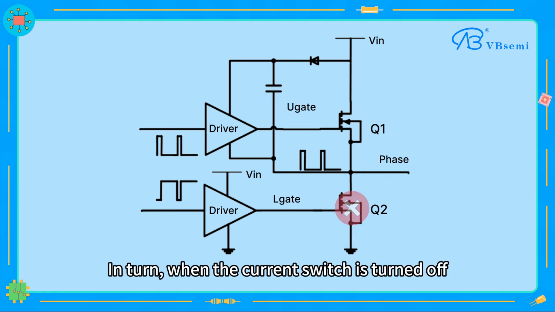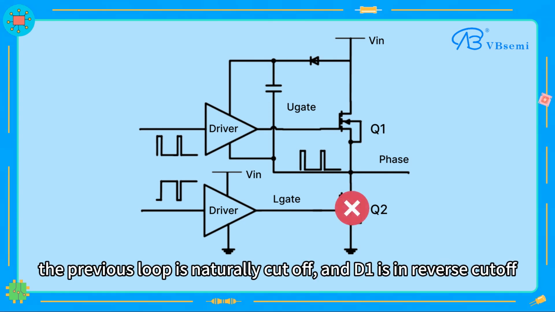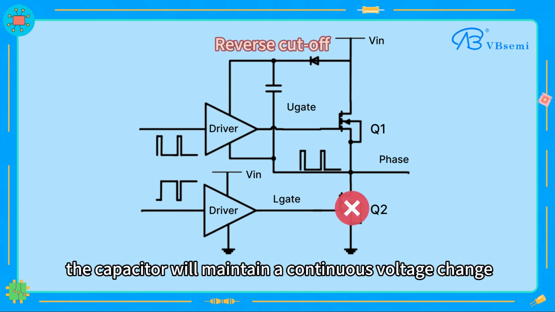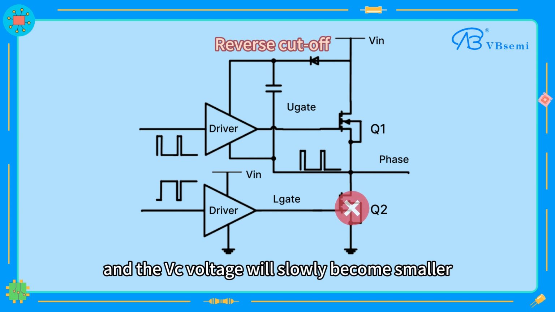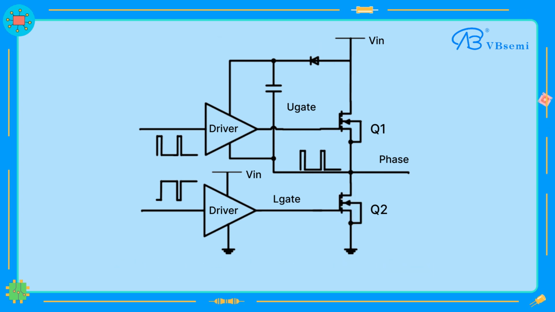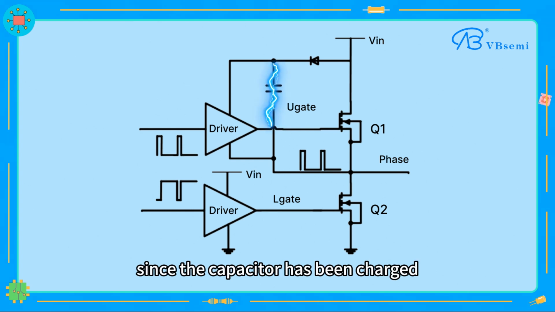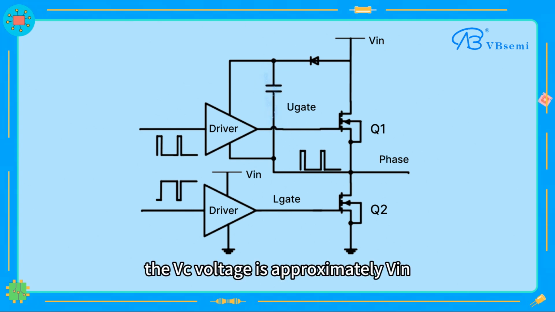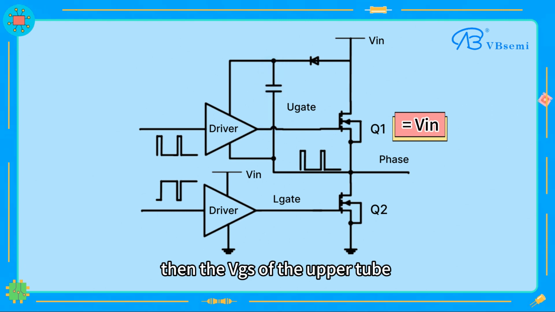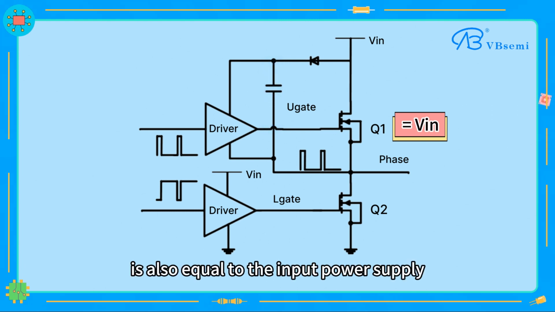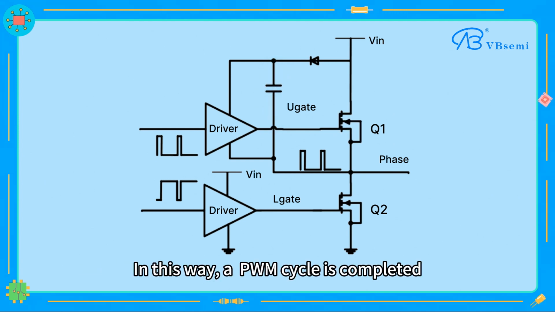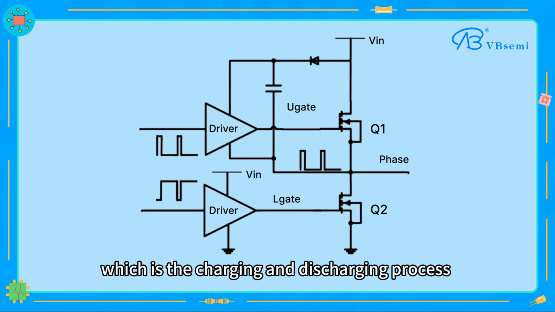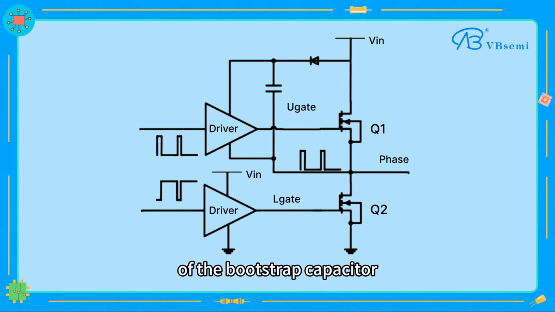In turn, when the current switch is turned off, the previous loop is naturally cut off, and D1 is in reverse cutoff. At this time, the capacitor will maintain a continuous voltage change, and the VC voltage will slowly become smaller, with discharge without any sudden changes. However, since the capacitor has been charged, the VC voltage is approximately Vin. Then the VGS of the upper tube is also equal to the input power supply, and this voltage is enough to turn on the upper tube. In this way, a PWM cycle is completed, which is the charging and discharging process of the bootstrap capacitor.